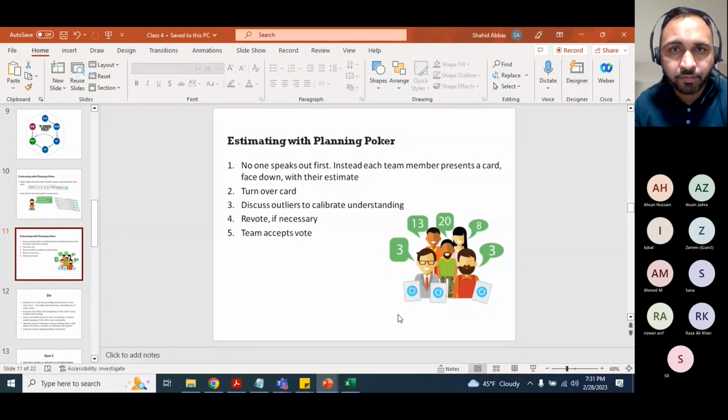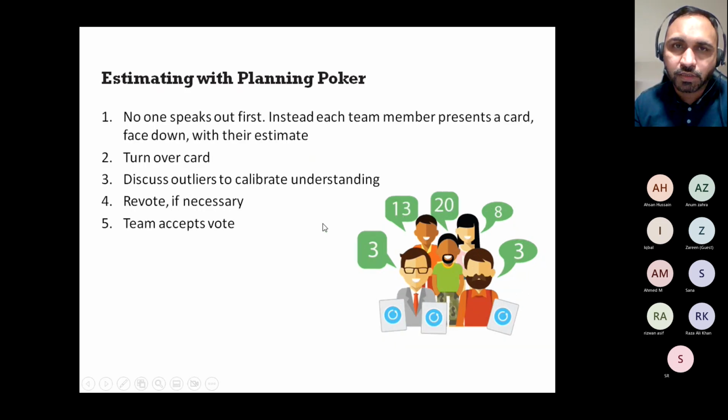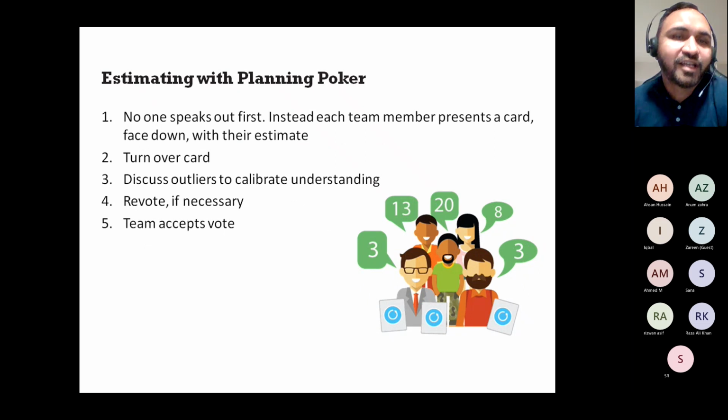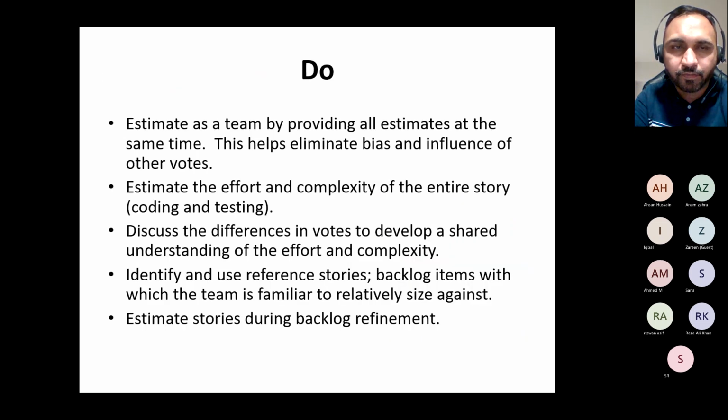We were talking about the estimation using planning poker, not pointing. Anyway, so yeah, you have to set the expectations, set the rules of the game, and then start voting. But the techniques that you have to be really careful about are the do's and don'ts. Do estimate as a team by providing all the estimates at the same time. Remember, no influence of anything. That's why we encourage anonymous voting. This helps eliminate bias and influence of other votes.